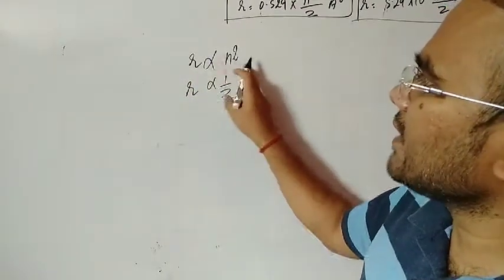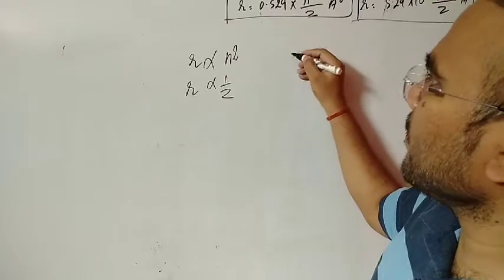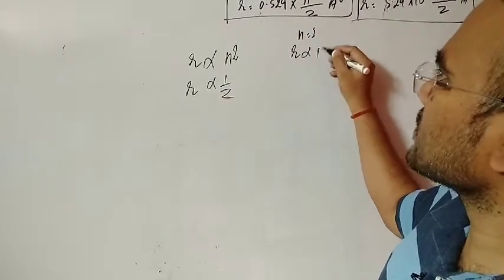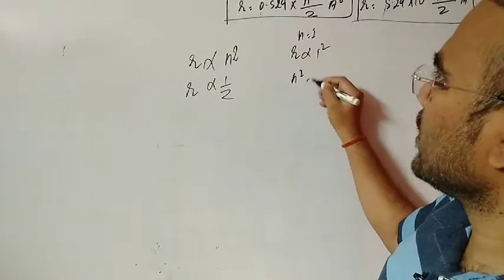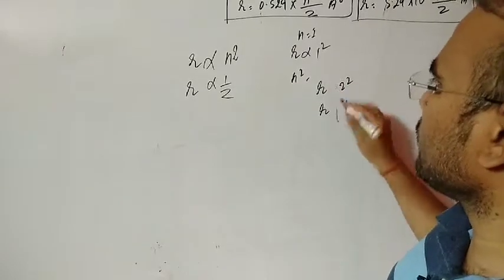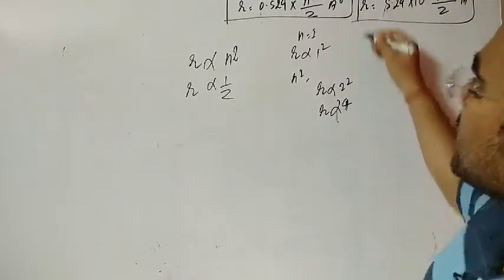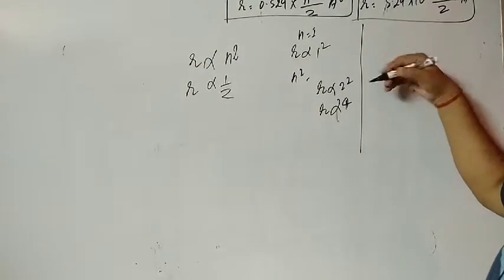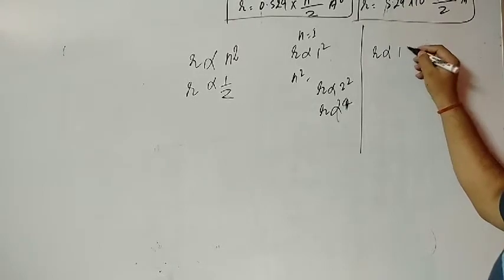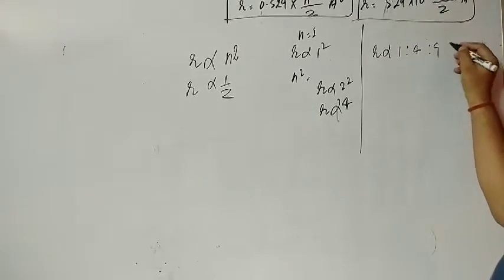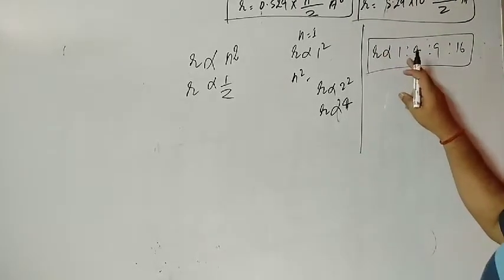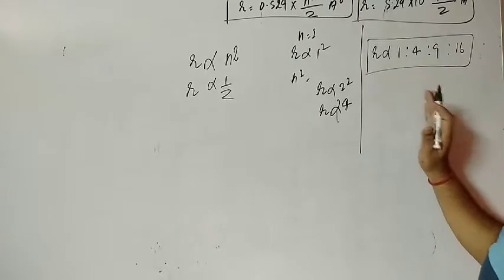Suppose n is equal to 1, then R is proportional to 1 square. If n is equal to 2, then R is proportional to 2 square, that is 4. So it is increasing with the square. Suppose that is 1, then it will be 4, then 9, then 16. This is how the radii increase, student. You have to keep that in mind.